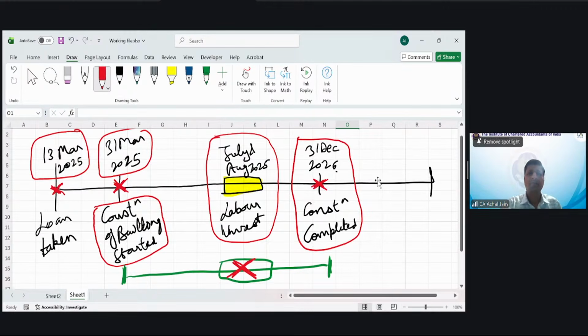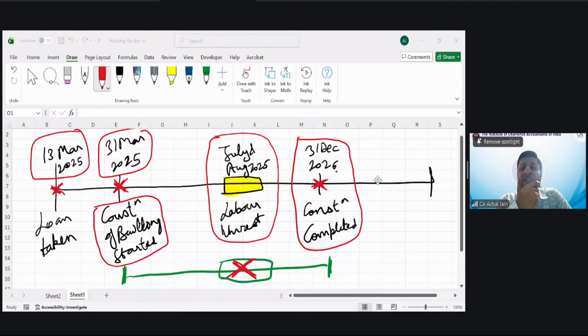Sir, I understood the whole topic. I just wanted to understand, if a loan was taken for a particular purpose of construction, and the loan is taken for that sole purpose, and the expenses that are incurred before construction are also for that purpose, why shouldn't it be capitalized?